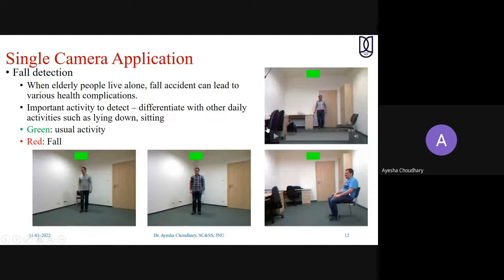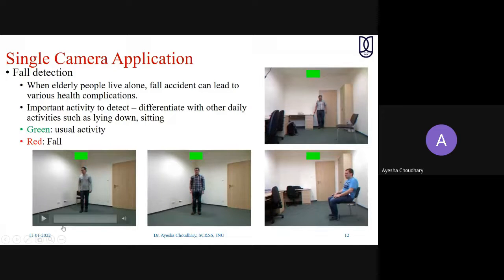Another single camera application that we are working on is fall detection, because fall is one of the accidents that leads to maximum health problems, especially in the elderly, and it is very important to be able to raise an alarm if somebody has fallen when they're alone.